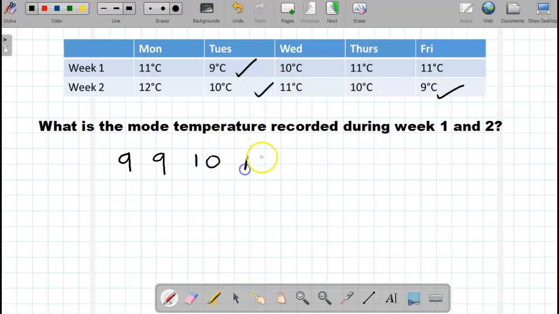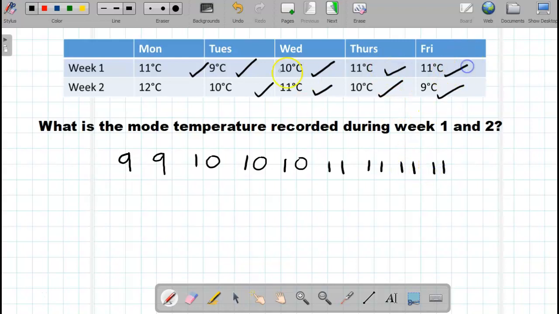1, 2. Okay, there's no more 10s there. I can see I've got an 11 here. It's 1, 2, 3. Okay, and then 1, 12.